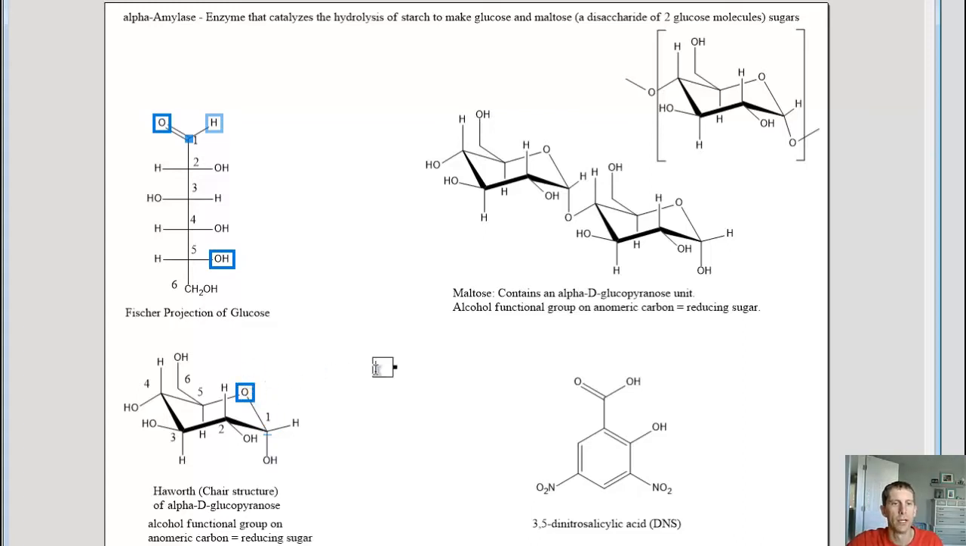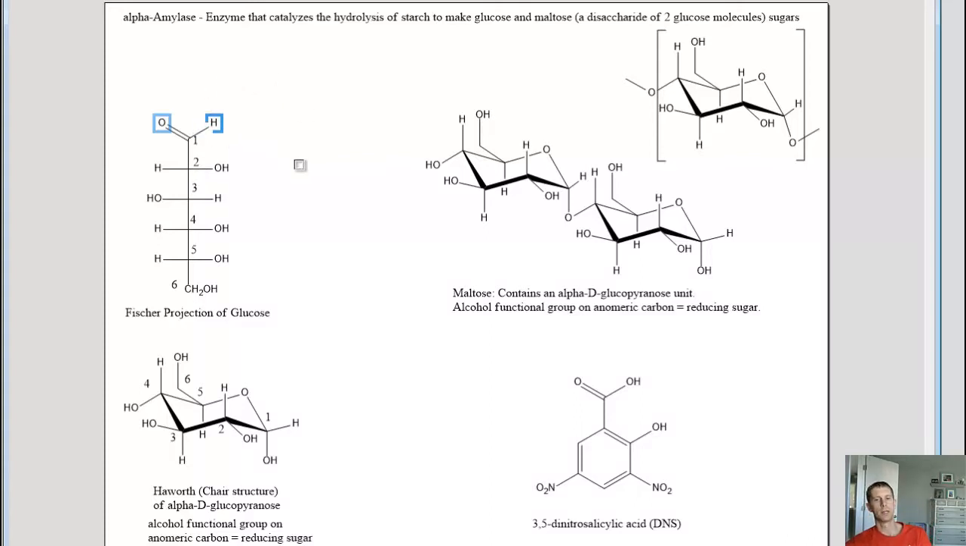All right, so there is the Fischer projection and the Haworth projection of glucose. Now, glucose and maltose share some characteristics. One is that they are both reducing sugars. So they are reducing sugars because they have the potential to reduce something which can be reduced, which means that glucose and maltose would both be oxidized. And so looking at the Fischer projection of glucose, this aldehyde functional group can be oxidized to form a carboxylic acid. If we oxidize this, something else has to be reduced.